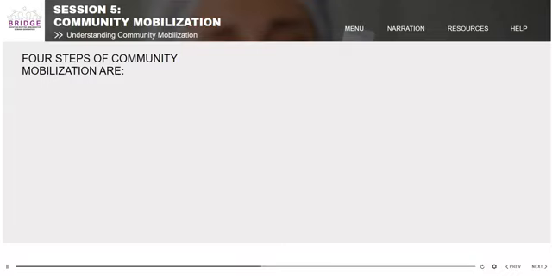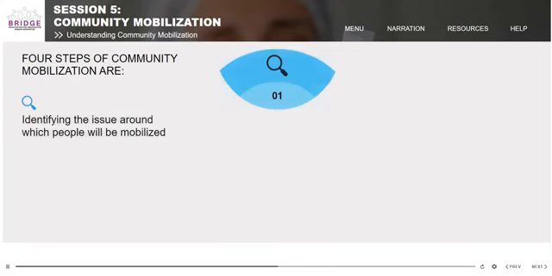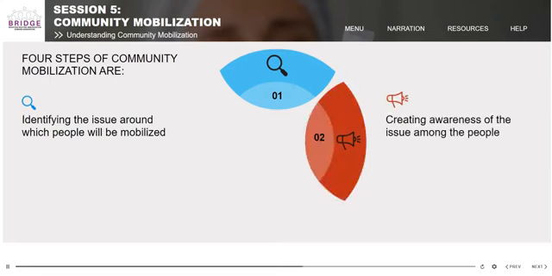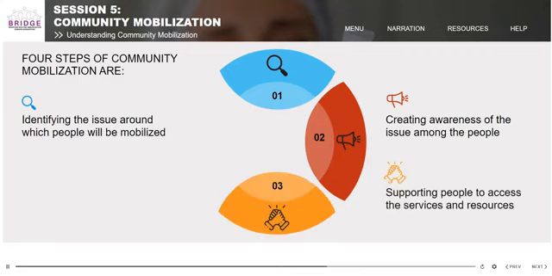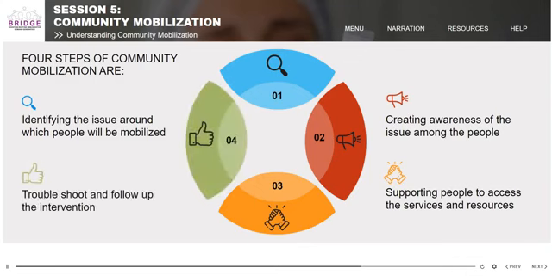The steps involved in community mobilization are: 1. Identifying the issue for which you need to mobilize people. 2. Create awareness about the issue amongst the people, giving them relevant information. 3. Supporting people to access and leverage the services and resources, for example, the routine immunization. 4. Troubleshoot so that people do not drop out and the intervention becomes successful.